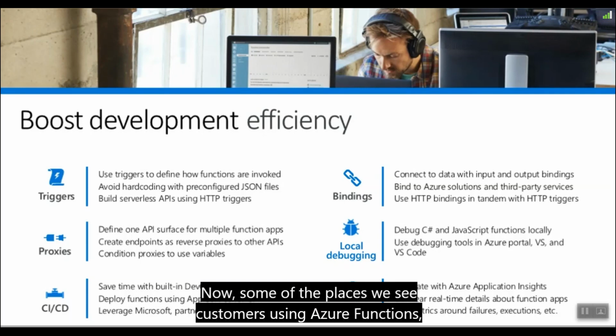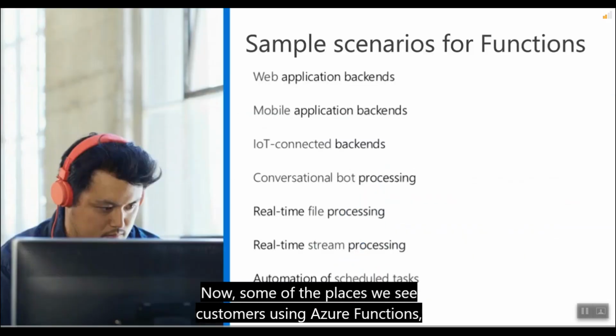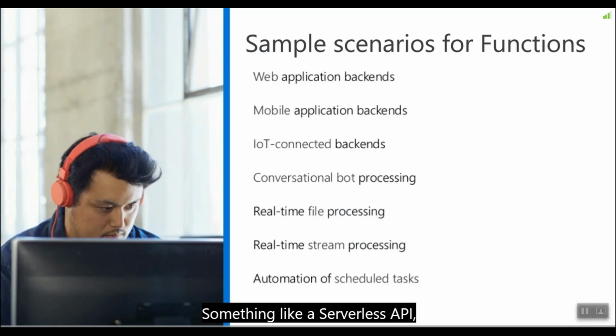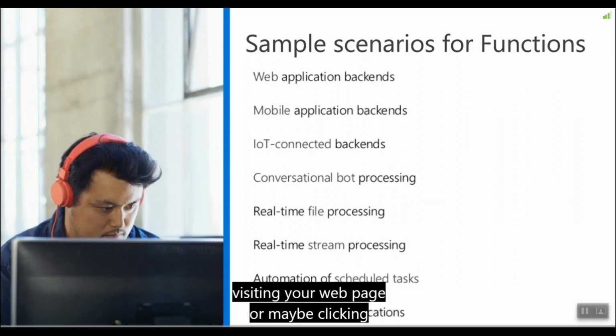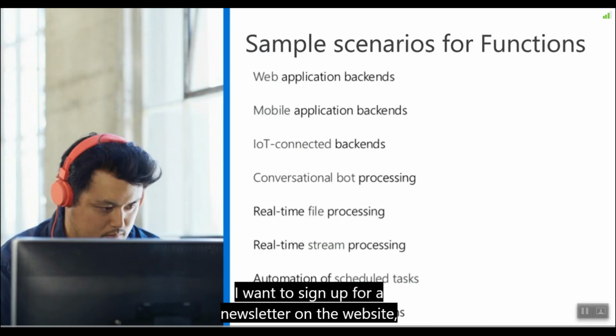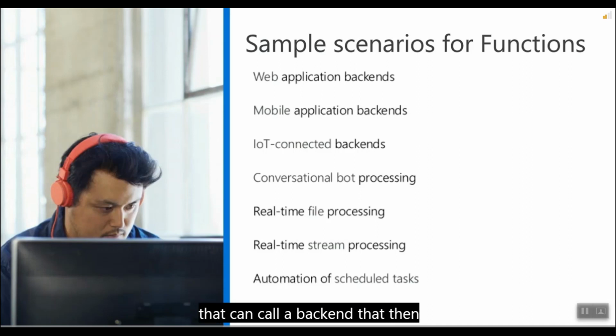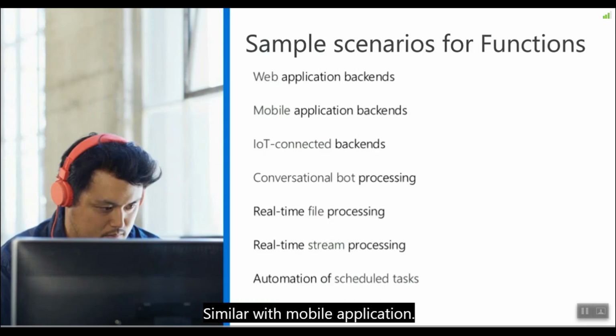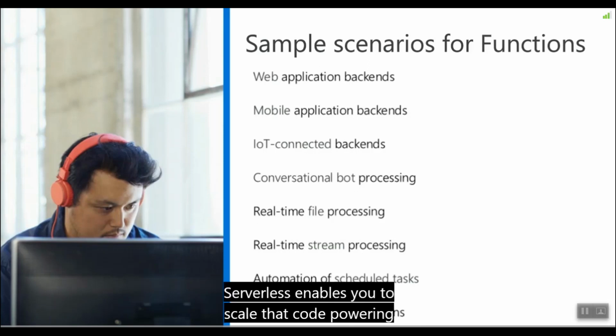Now, some of the places we see customers using Azure Functions, I've listed the top scenarios that I'm seeing them being used for. Web application backends is a really big one. Something like a serverless API, where the event is somebody visiting your web page or maybe clicking a part of the web page. That should trigger some code that does something, right? I want to sign up for a newsletter on the website. That could call a backend that then adds me to the list or sends me a notification. Similar with mobile applications. As your mobile application grows, serverless enables you to scale that code powering the mobile application in the cloud, completely event-driven.